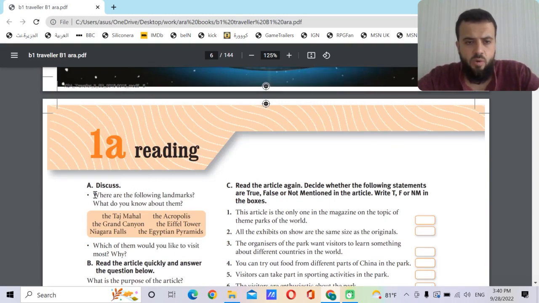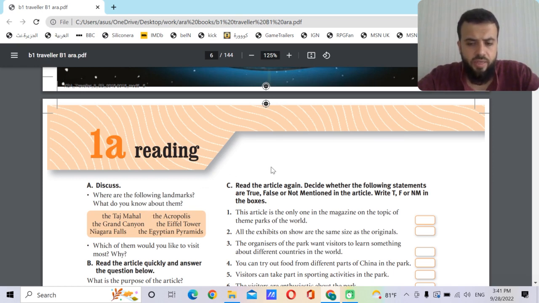Reading, discuss. Where are the following landmarks? And what do you know about them? So we have the Taj Mahal in India, the Grand Canyon in the United States, the Niagara Falls between Canada and the United States, the Acropolis in Greece, the Eiffel Tower in France, and the Egyptian pyramids in Egypt, of course. Now we have this word landmark. A landmark is a special building or a special place that is famous around the world and everybody knows where it is. So, for example, when you see the Taj Mahal, you know immediately that you are in India.